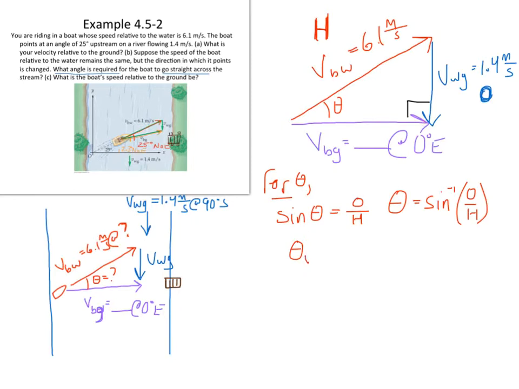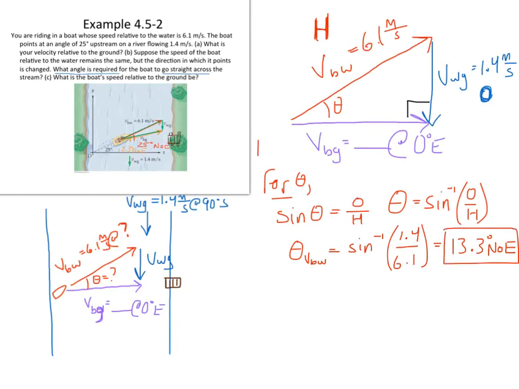The angle of the velocity of the boat to the water, I should say, is going to be the inverse sine of, what's the opposite side? It's 1.4 over the hypotenuse, which is 6.1. And if we do our math, that'll give us the angle north of east that we have to point the boat. So what is that going to be? Inverse sine of 1.4 over 6.1. That's going to be 13.3 degrees north of east. Okay? North of east. And that's our answer to part B.